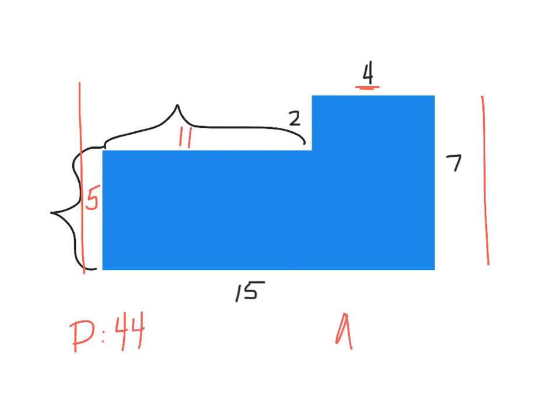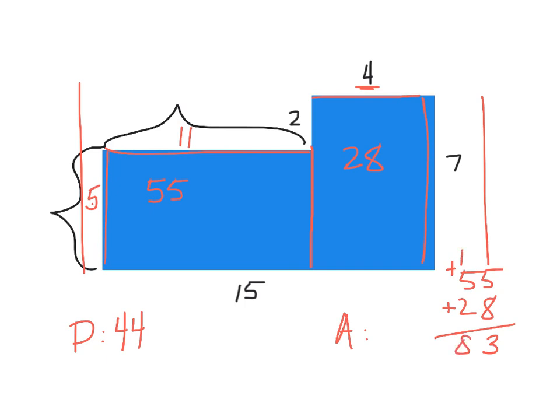And then area, I divide this into 2 rectangles. I'm going to do this one here. So I have a 5 by 11, which is 55. And here I have a 4 by 7, which is 28. 55 plus 28 is 83.